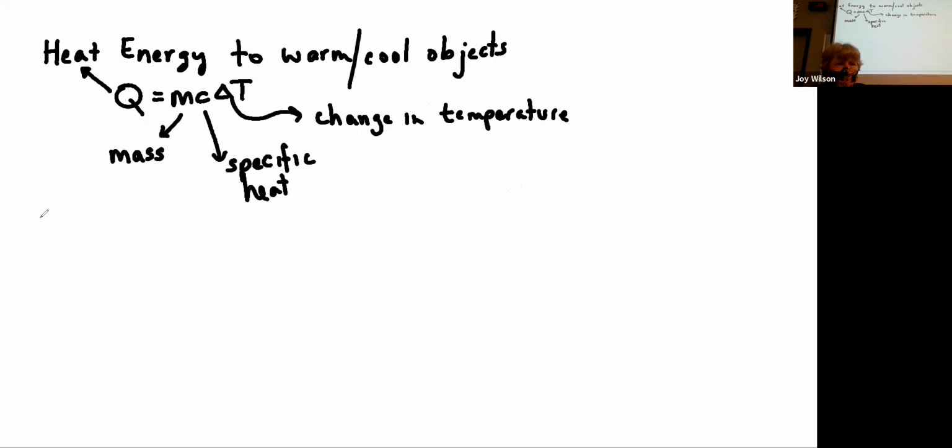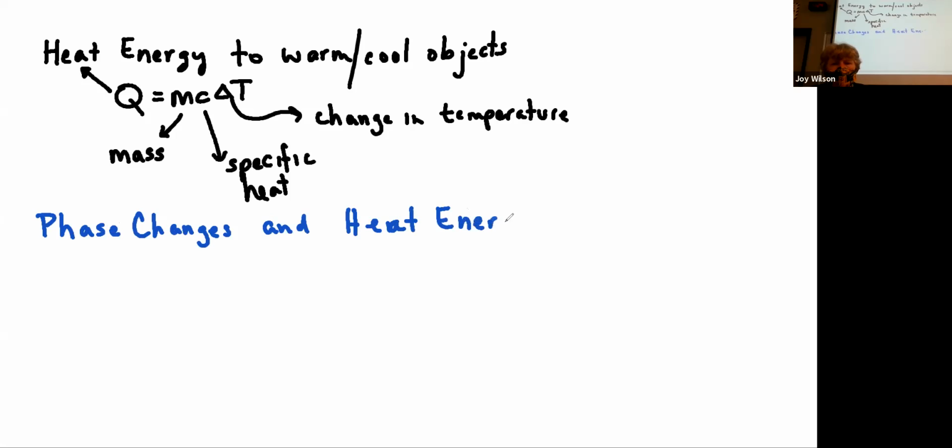Second big skill is phase changes and heat energy. This formula is Q equals M H L. Q is still heat energy. M is still mass. H L is the latent heat.